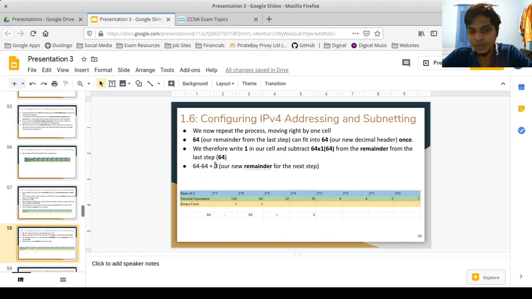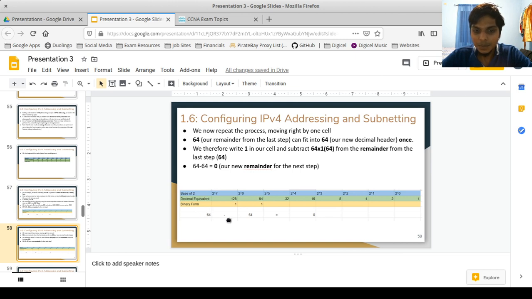So we repeat this process. 64, our remainder from the last step, can fit into 64 exactly once again. So we wrote this 64 here. This 64 was the remainder from before. And what we're doing is taking this 64 here and asking ourselves, how many times can 64 fit into 64? And the answer for that is exactly once. So we therefore write 1 in our cell and we multiply again.